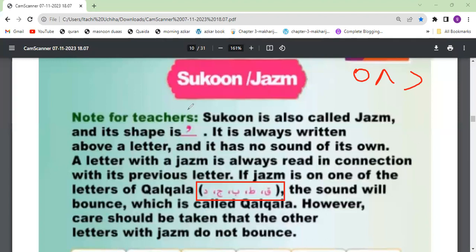Okay, let's start our lesson. Inshallah, today we will be covering the very first rule of Tajweed from the lesson of Jism or Sukoon.